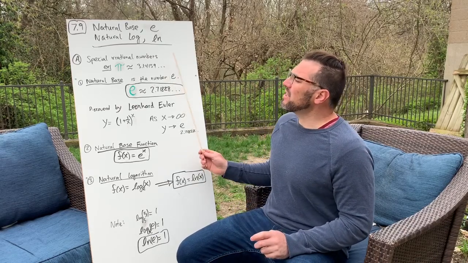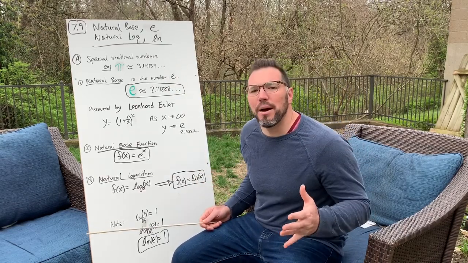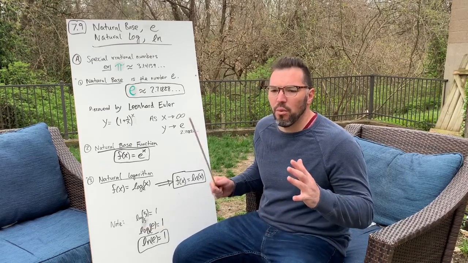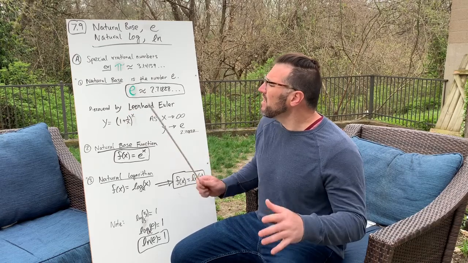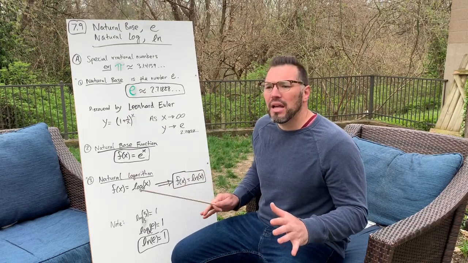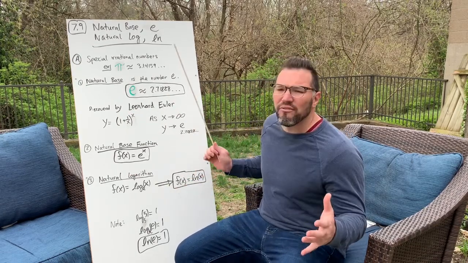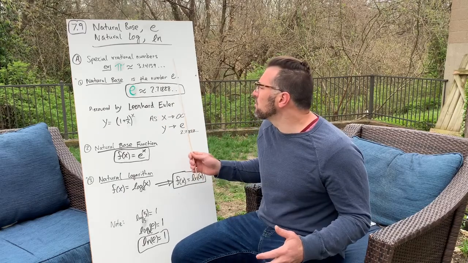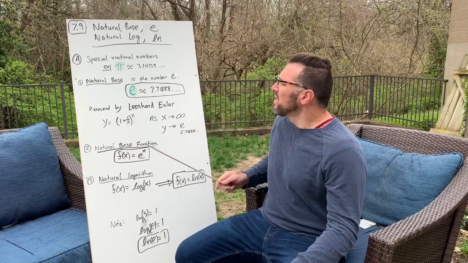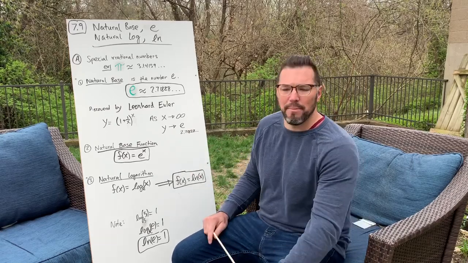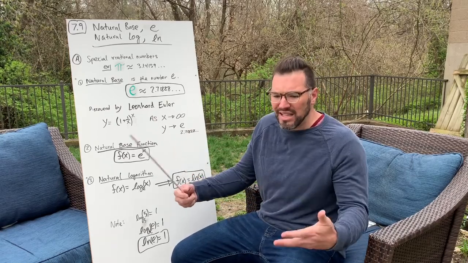Okay, let's consider some special irrational numbers. The most famous one, the one that you know about, is pi, I'm assuming. Pi is a special number, right? It's irrational because its decimal goes on forever, and pi roughly equals 3.14159, and so on. It goes on forever. Pi was discovered by somebody. It's a real number. It exists.